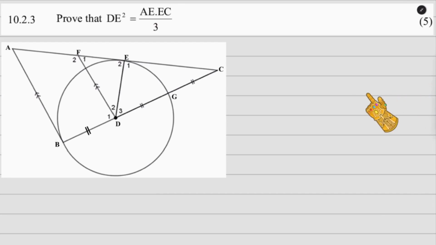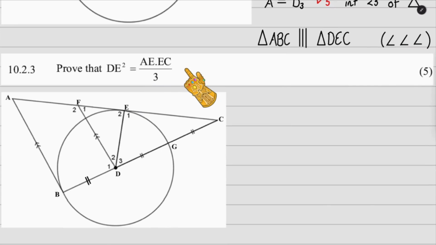Alrighty, welcome to your challenge round. Okay, now we need to prove this weird equation over here: DE squared equals AE times EC. Now the best place to start is you look upwards.